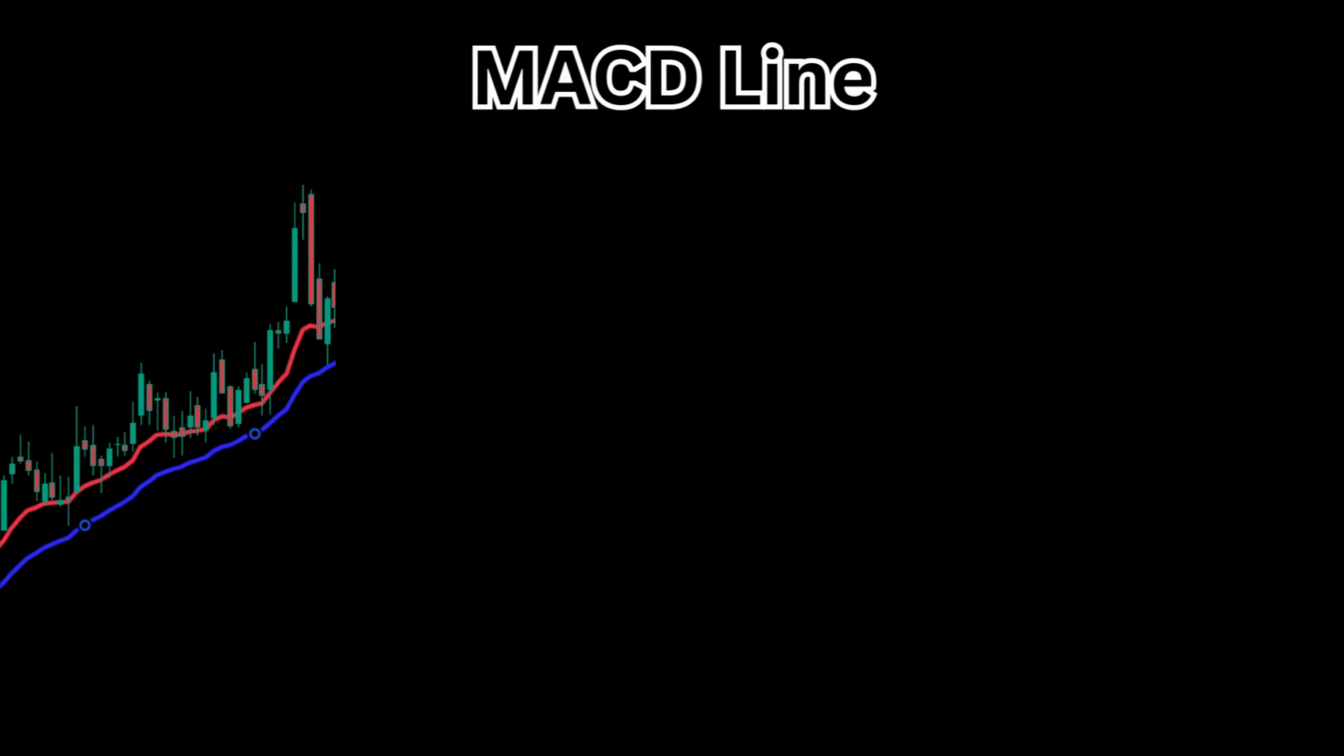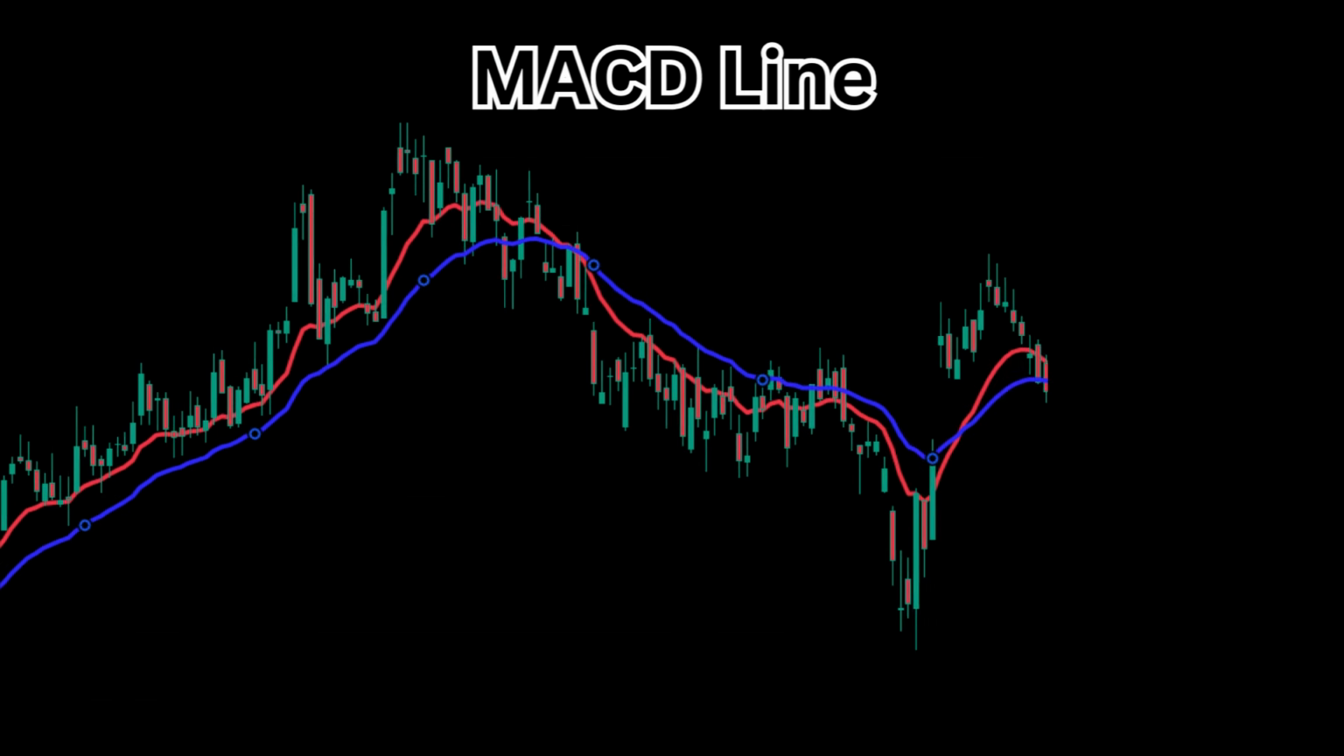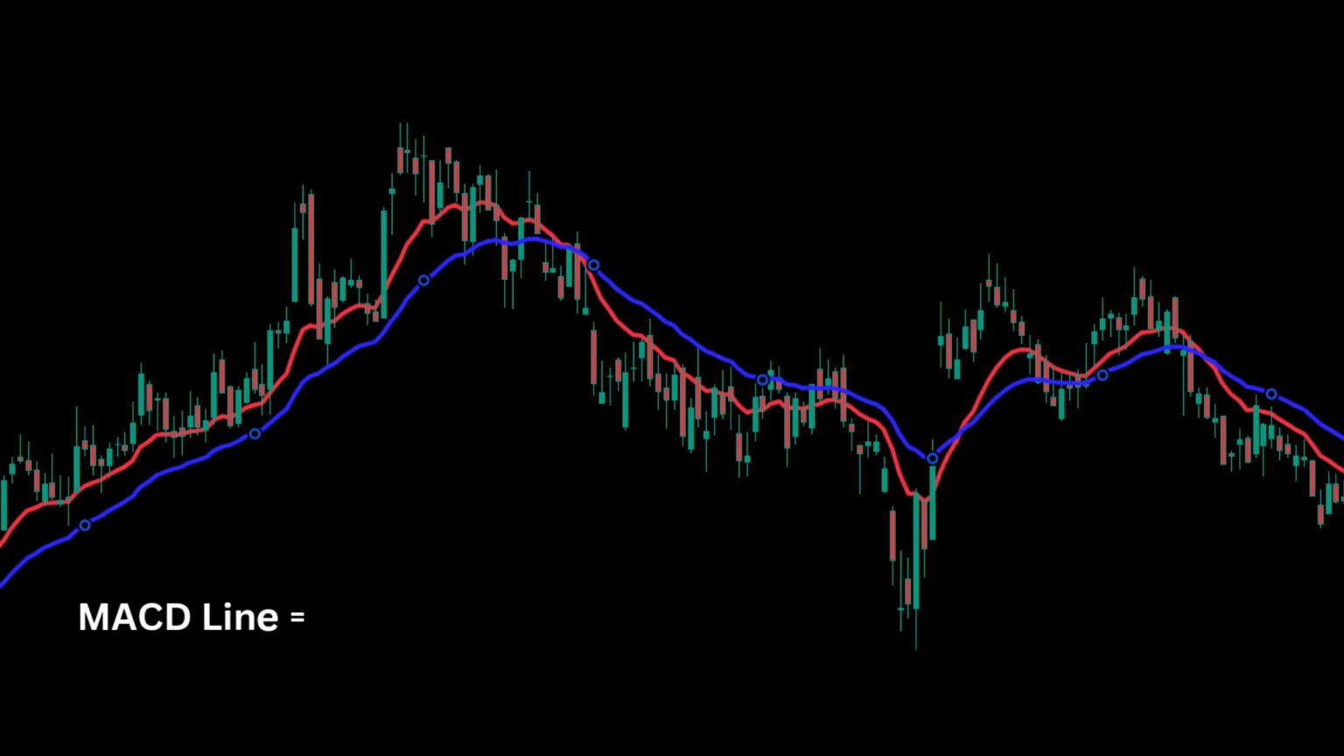This is the soul, the heart of the indicator. It's our protagonist. Its calculation might sound technical, but the idea behind it is sublimely elegant. The MACD line is calculated by subtracting a long-term exponential moving average, or EMA, from a short-term EMA. The standard settings, the ones you'll see by default on almost every platform, are 12 and 26 periods. Think of the 12-period EMA as a sprinter, agile and reactive to recent price changes. The 26-period EMA is like a marathon runner, slower, representing the more established trend.